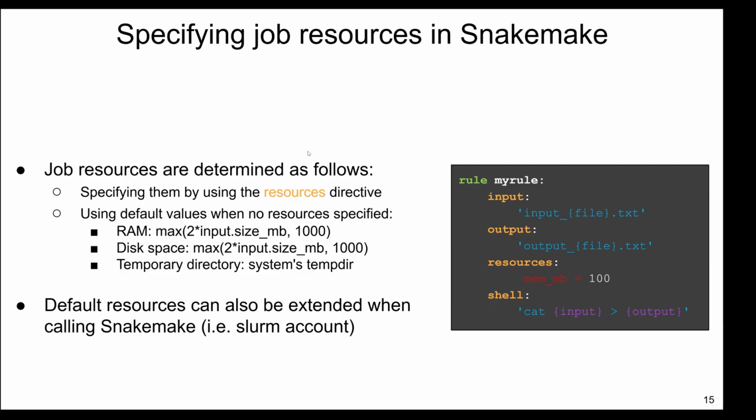So job resources can be determined in two ways. The first one is if you actually specified resources in the rule, Snakemake will use them. If you didn't, Snakemake will use some default values that are shown here, and won't customize or do anything to your goals. You can also extend the default resources when you call Snakemake, so set a very global parameter in the Snakemake command line.